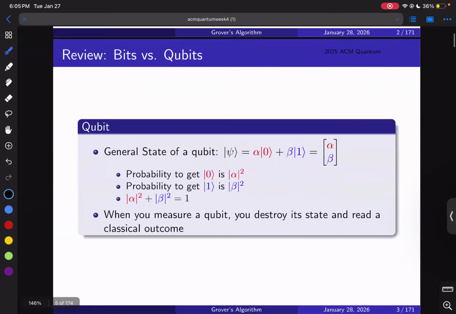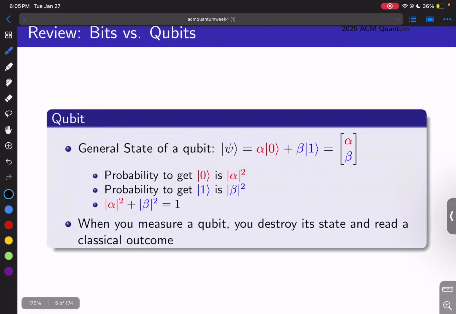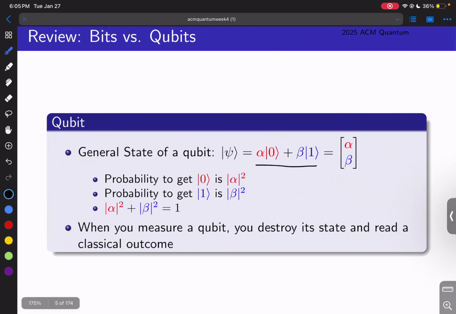So once again, I'll try and go a little faster through this. The general state of a qubit we said is some linear combination of 0 and 1. We have these bracket representations, and we have these matrix representations. When you measure a qubit, you have a probability to get 0 determined by the first coefficient squared, and a probability to get 1 determined by the second coefficient squared, and those two probabilities must add up to 1. And when you perform your measurement, you destroy the state.